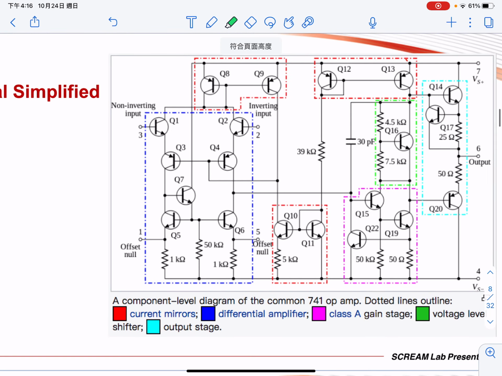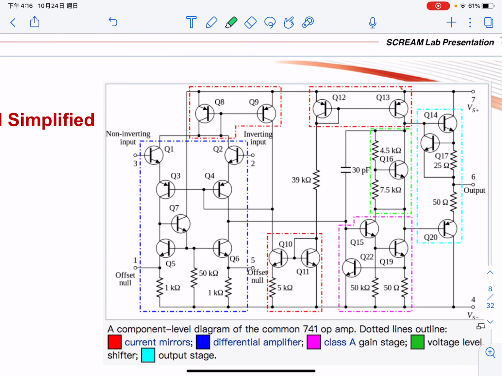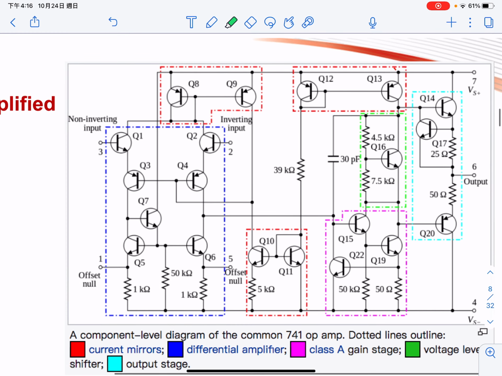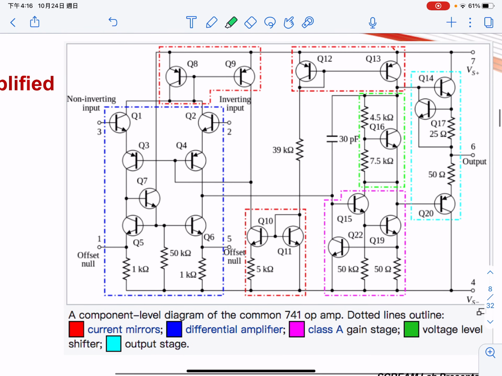Basically, an operational amplifier is also made of transistors, and this is the 741 internal structure, a simplified one. It has the following few amplification stages. First is what we call a differential amplifier, which may be covered in the last stage of this semester. This is a differential amplifier.